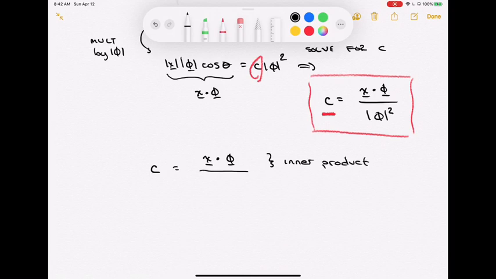And we're dividing that by the norm of phi squared. That's the norm squared of our building block.